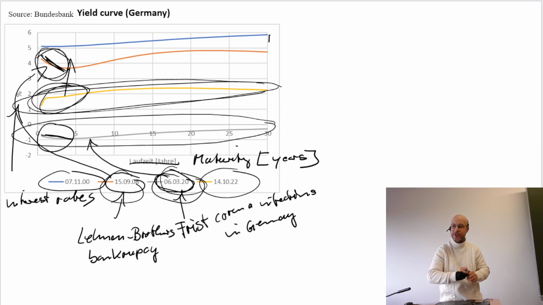But if this first part, this short-term interest rate part, will move faster upwards, then for me this will really be a signal that there is something bad coming.